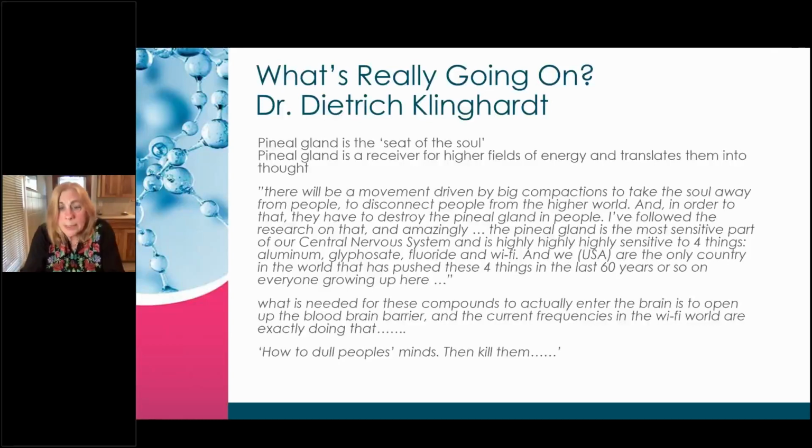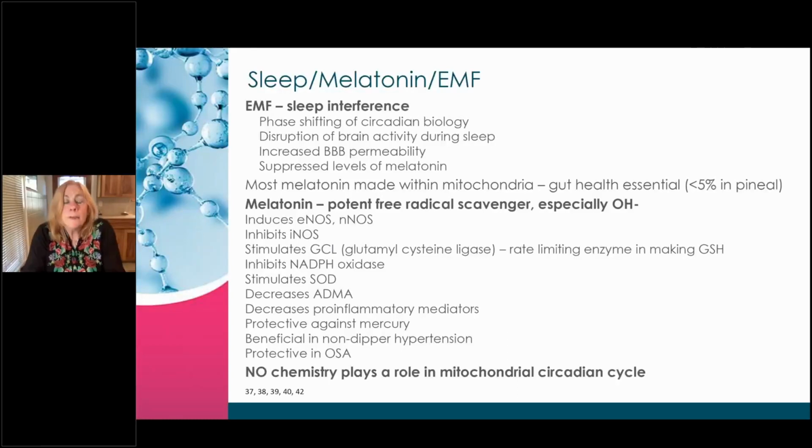So this is serious. So you see sleep interference with EMF. You see a phase shifting of the circadian biology. You see a disruption of the brain activity during sleep, increased blood-brain barrier permeability, and suppressed levels of melatonin. And most of melatonin is made within the mitochondria. And we've already talked about how the EMF interferes with the mitochondrial function. But most of that melatonin is actually made in our gut. And we've talked about how EMF destroys the intestinal tract.